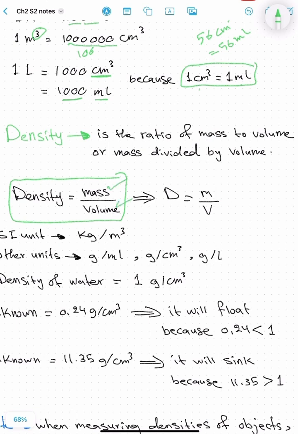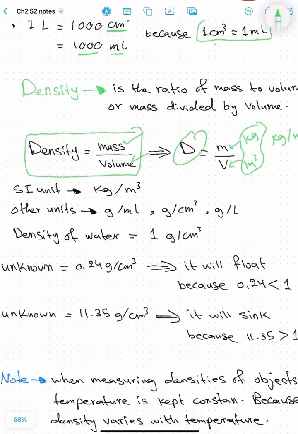Next we have density, in which the mathematical formula, memorize it, is mass per unit volume. So you divide mass by volume and you'll get the answer. The SI unit for mass is kilograms and for volume it is cubic meters, so the SI unit for density is both of them combined: kilograms per cubic meter. Other units we can use are grams per milliliter, grams per cubic centimeter, which we use a lot, or grams per liter. It depends, but the SI unit is kilograms per cubic meter.